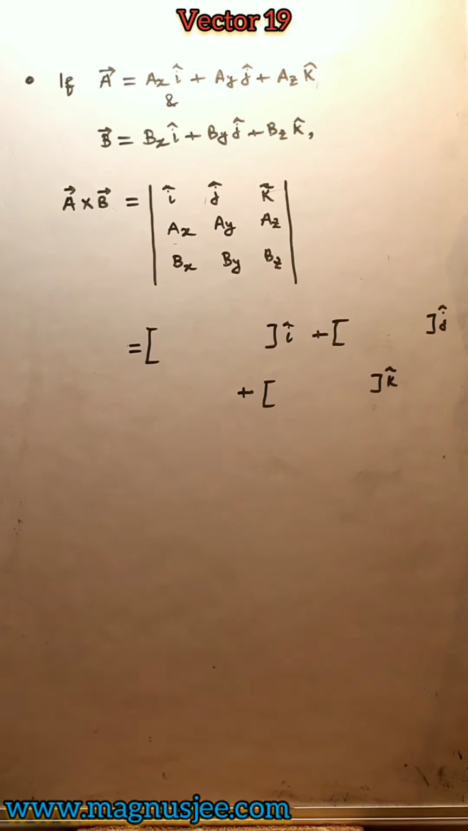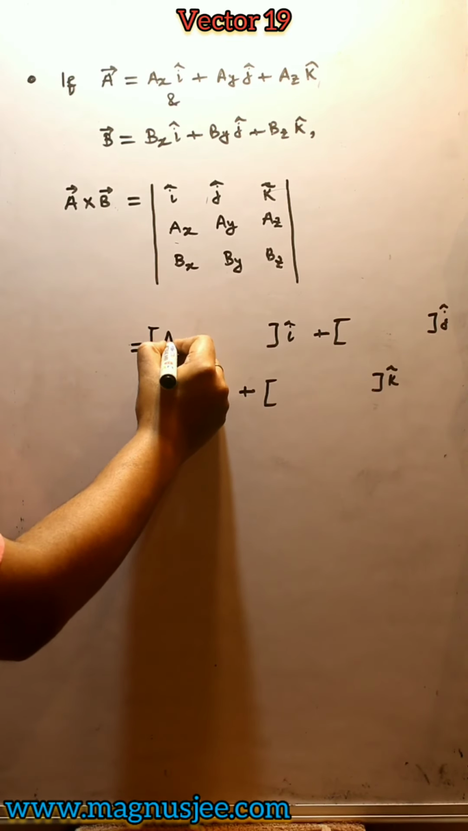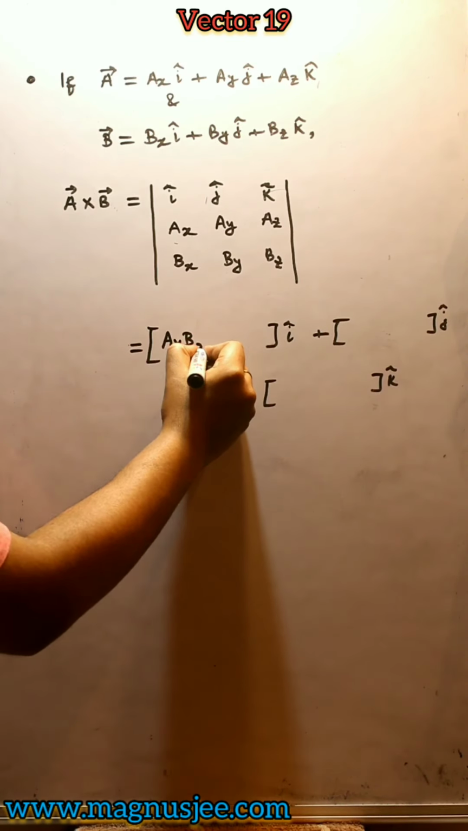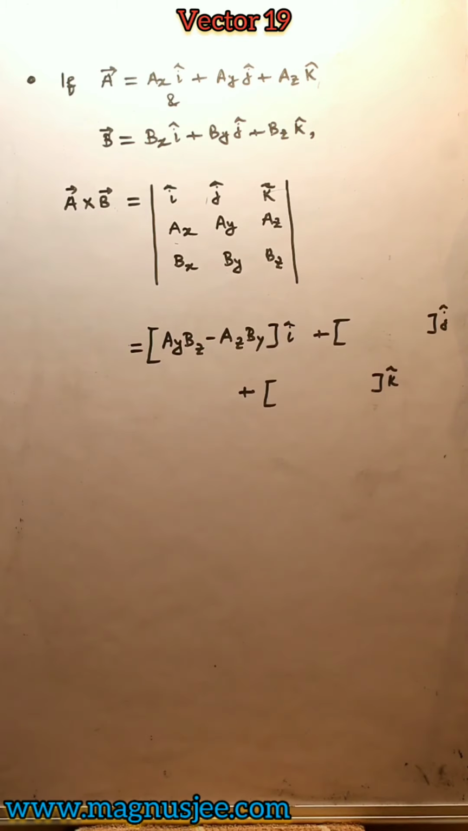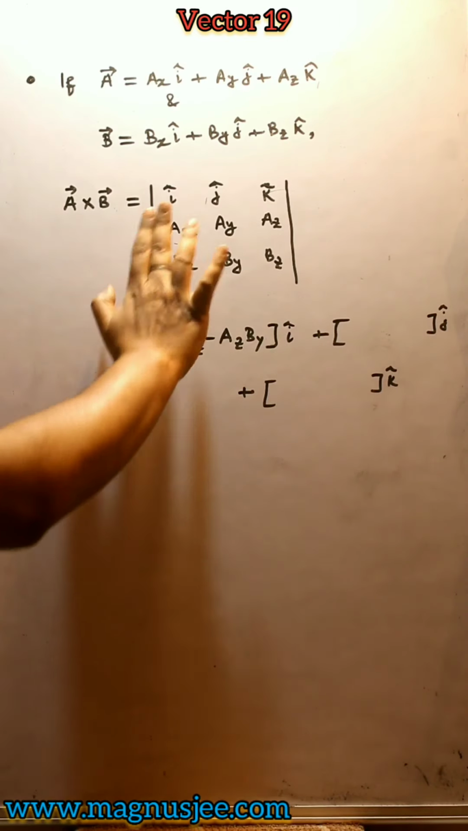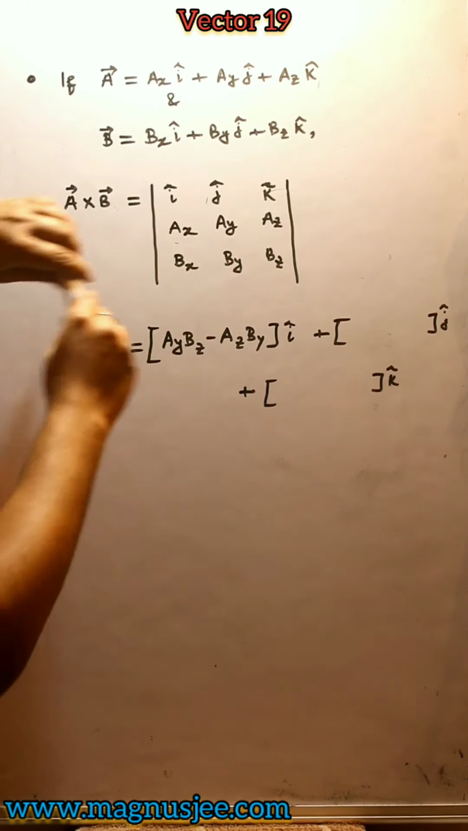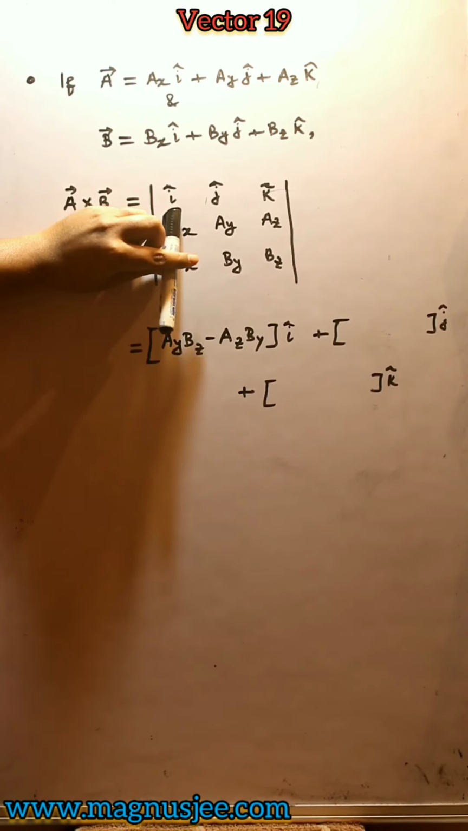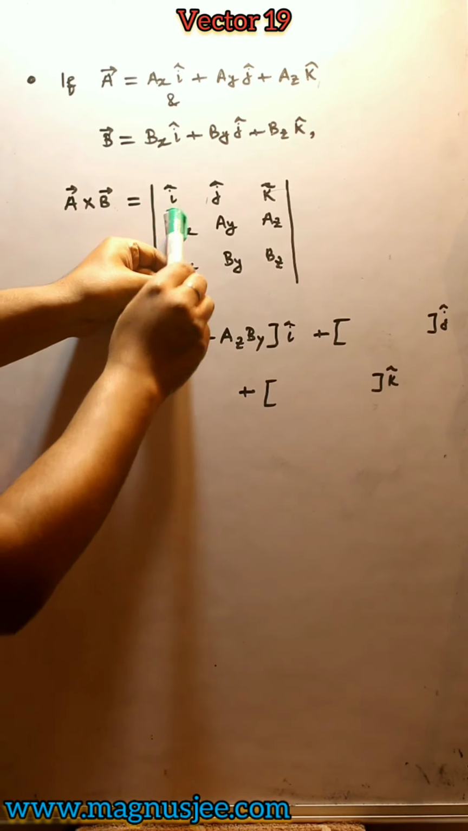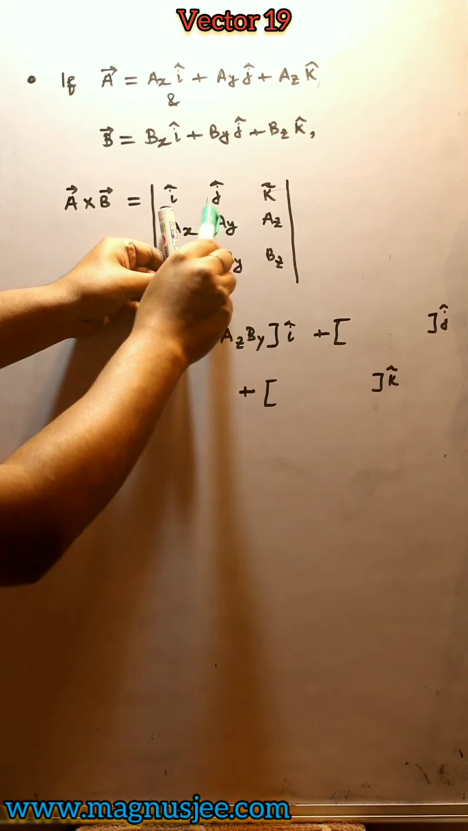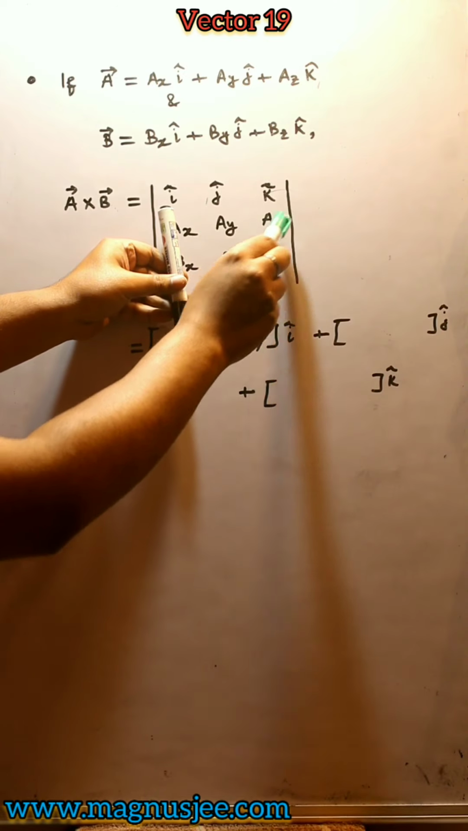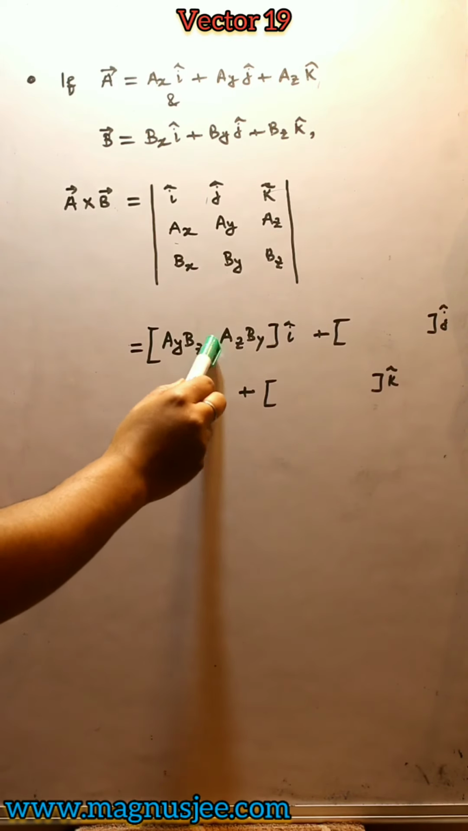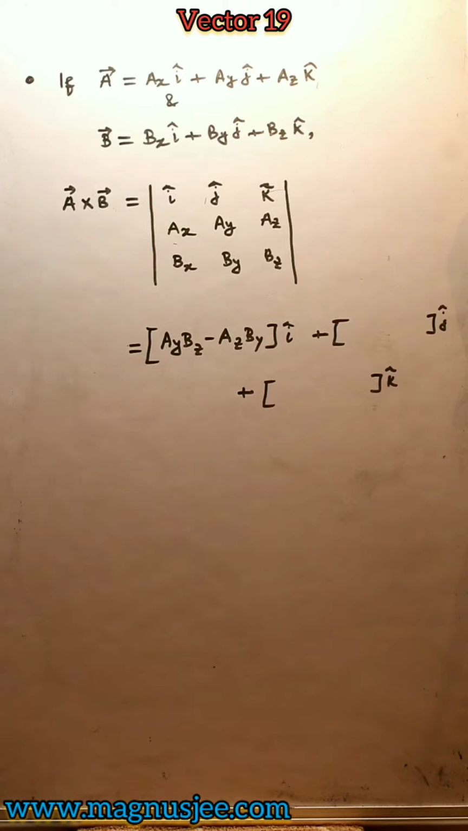For i cap, we have to consider ay bz minus az by. That is, for i cap, block the column below i cap and consider the extreme right hand side rectangular component of i cap. Block this column, then the extreme right hand side rectangular component is ay, and do cross multiplication: ay into bz, then az into by. Ay bz minus az by.